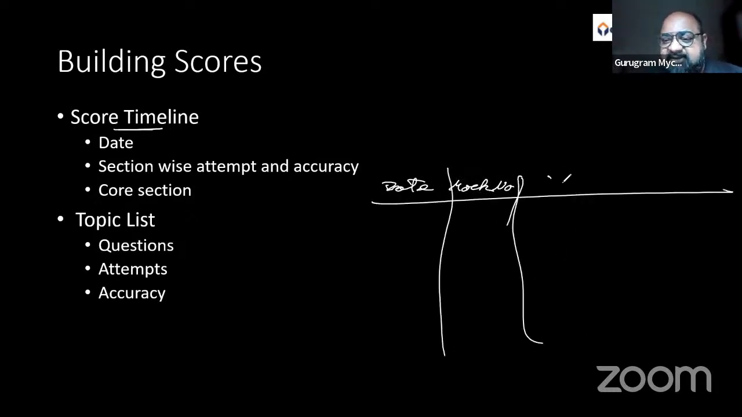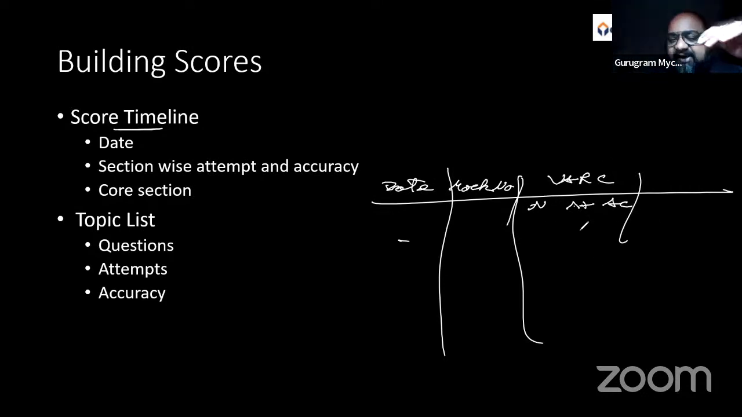उसके बाद for each section, so for VRC, questions, number attempted, accuracy, ये 3 चीजें हर उसके लिए नोट करते चलेगा, right? Date wise. So you will see where improvement is happening, where improvement is not happening. Whenever you take an action, for example, मैंने VRC का score देखा, तो my attempt was say stationary at 16.